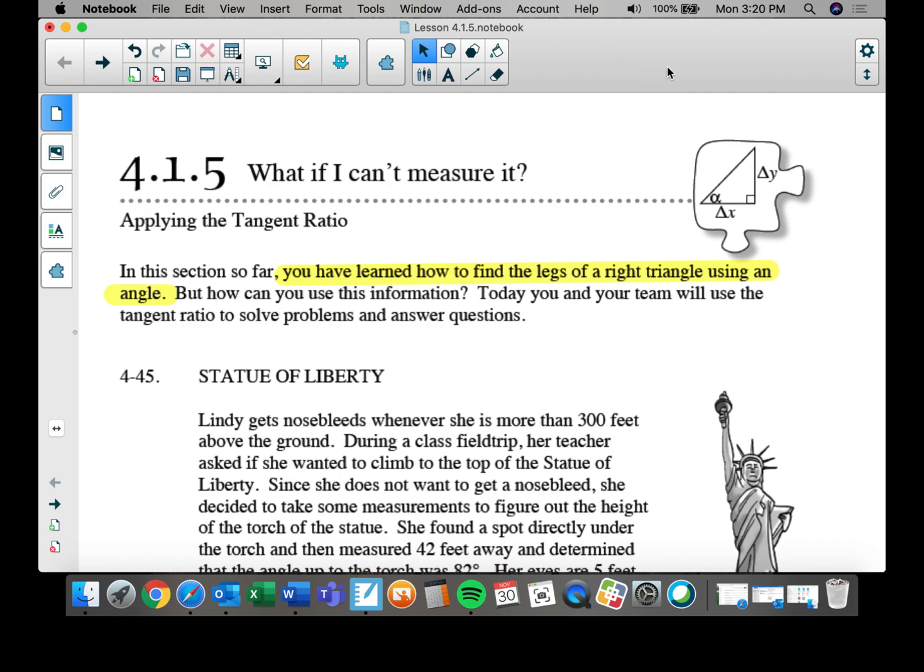Students, welcome to lesson 415, where we are talking about applying the tangent ratio to a real life scenario. We've been talking about this idea of an angle and its slope ratio, which we said we've learned how to use to find the legs of a right triangle using an angle measure. In the last lesson we learned that was called the tangent ratio. Now we're going to take that tangent ratio and apply it using the concept we've talked about before with indirect measurement, trying to figure out the height of different things that would maybe not be so easy to measure directly.